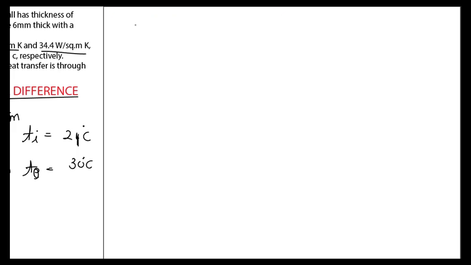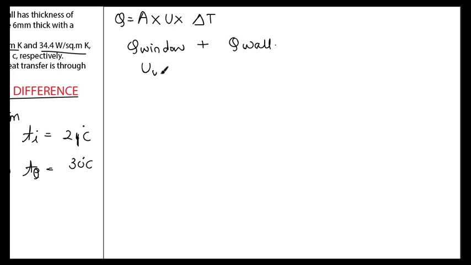Now the basic formula is total heat transfer is equal to A into U into delta T, where A is the area. For total heat transfer, it will be Q of windows plus Q of wall. For Q of windows, we have to find the U value of windows first, then the U value of walls, and then we just add them. That is AU delta T of this one and AU delta T of this one. I'm just separating the formulas.